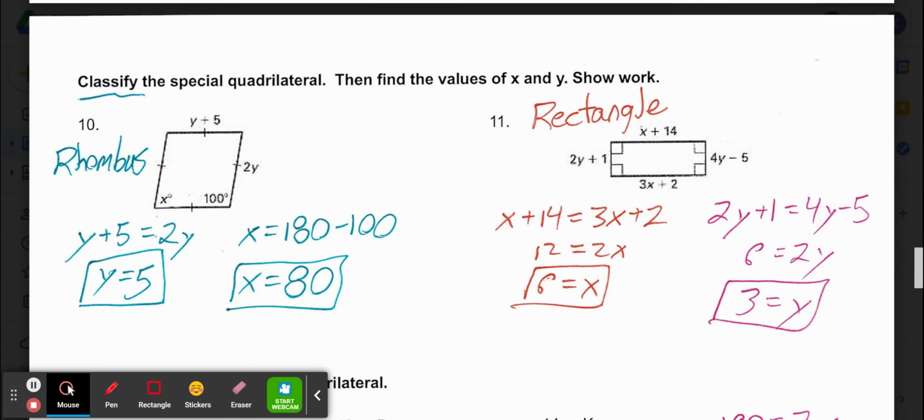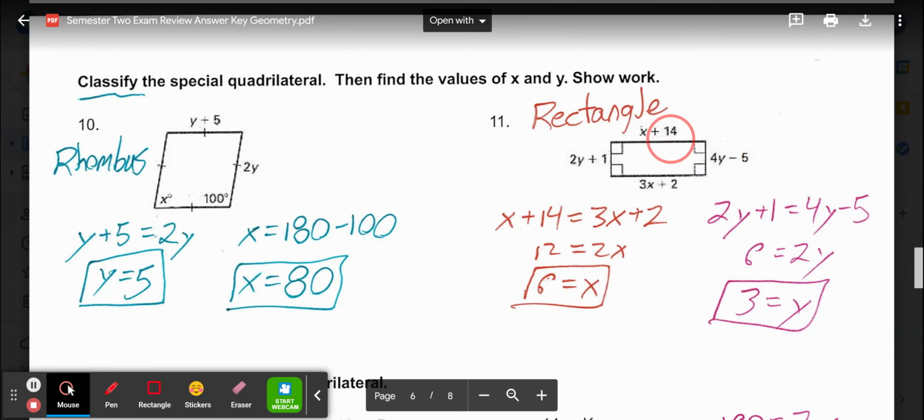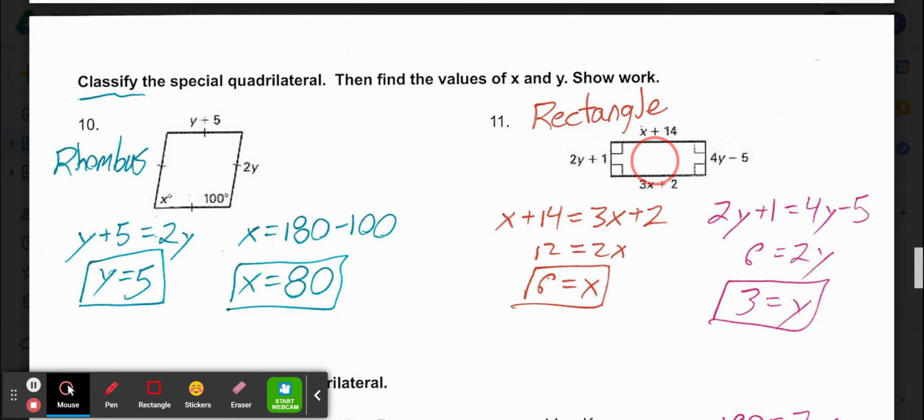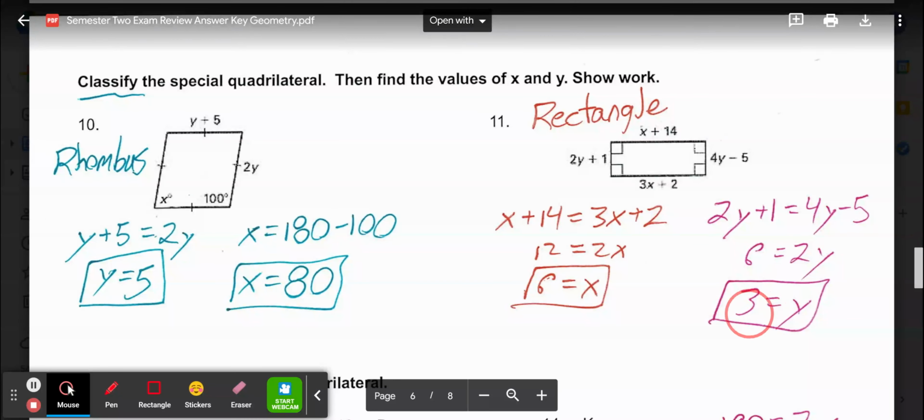Rectangle, opposite sides are equal. So 2y plus 1 equals 4y minus 5. And x plus 14 equals 3x plus 2. Solve for x, which would be 6. Solve for y, which would be 3.